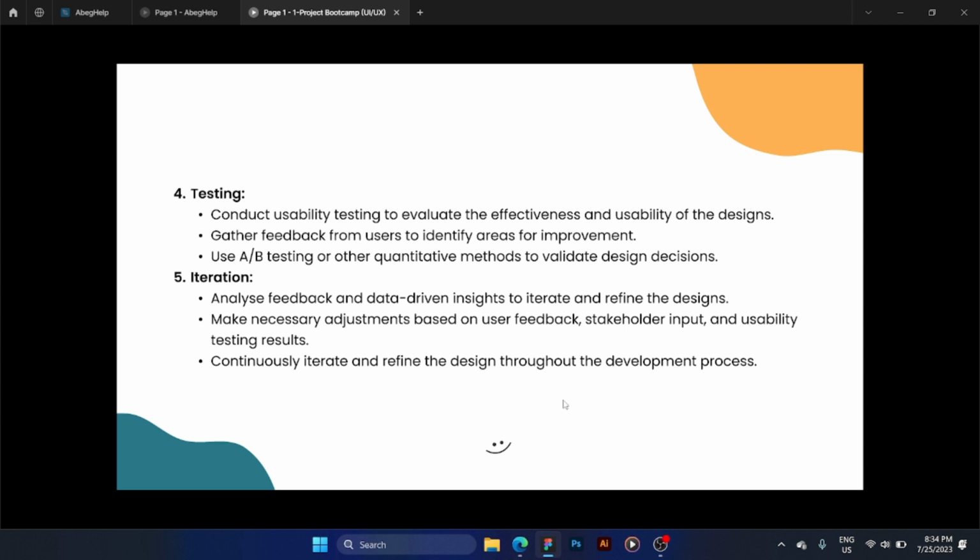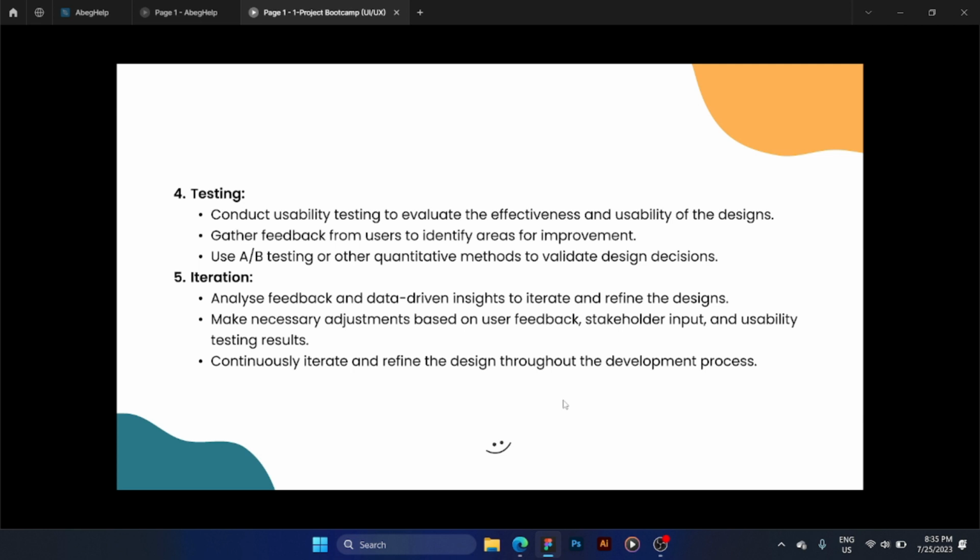So you gather feedback from users to identify areas for improvement. Do you get now? So like I said, we use A/B testing or other quantitative methods to validate design decisions. I've just explained A/B testing. It's a technique that we use in design to compare. We compare and then we contrast designs together. Do you get it now?